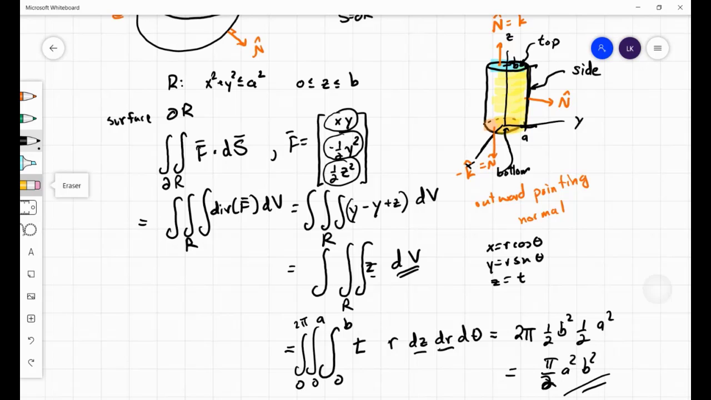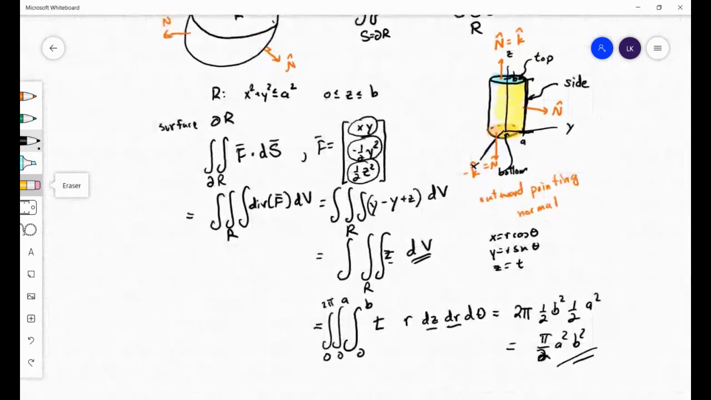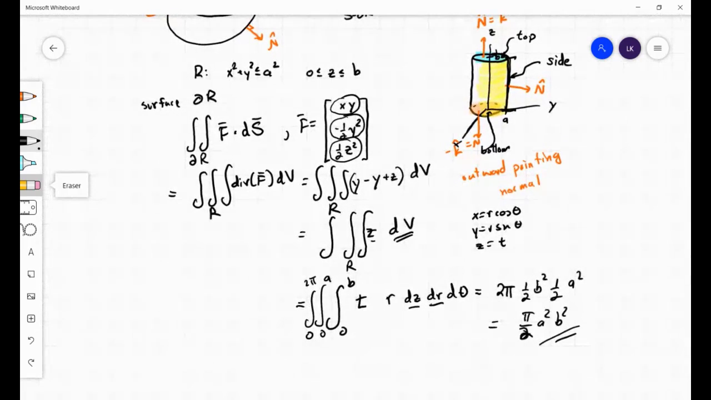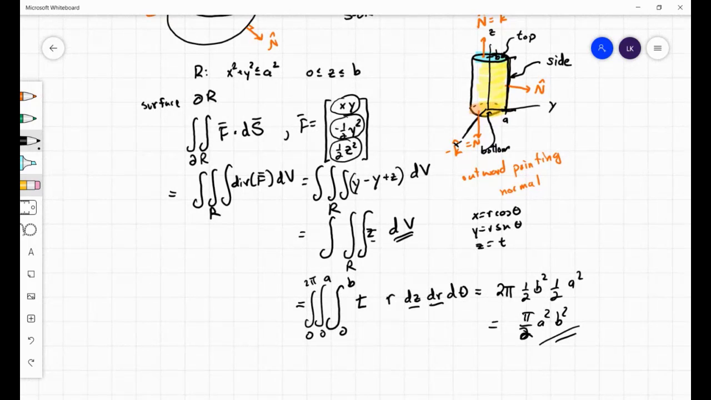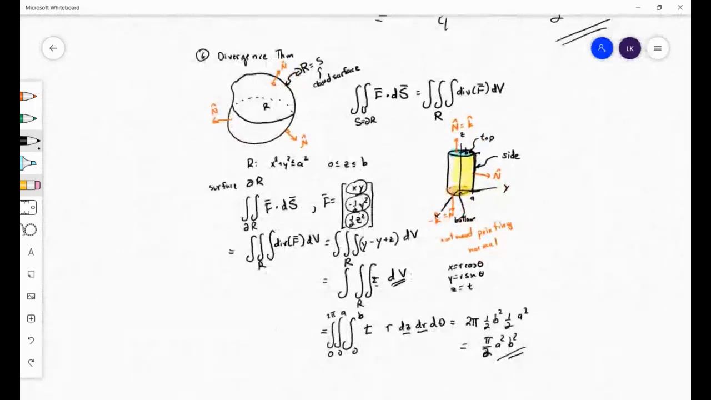So the integration part is trivial. But that was way faster than trying to integrate over three separate surfaces. You should try to see how that works out. It's doable but laborious. Okay, so that's an example of divergence theorem.